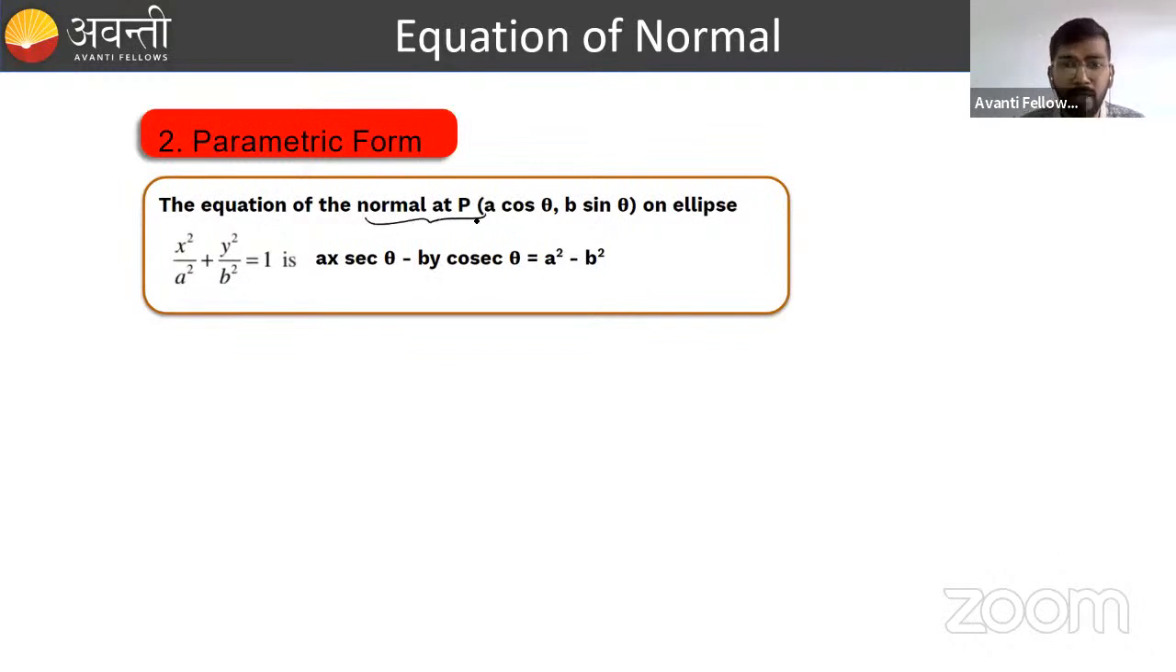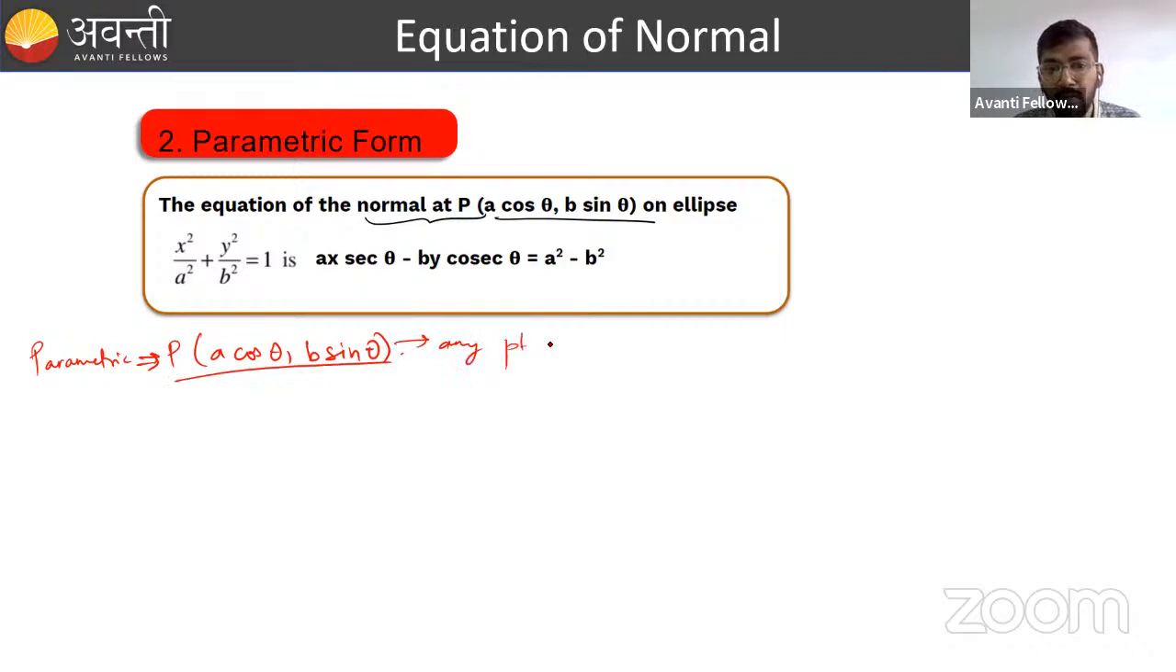equation of normal at point P(a cos theta, b sin theta). So guys, we already know that the parametric representation of a point P on the ellipse is given by (a cos theta, b sin theta). Correct? So this is the parametric form of point P. Any point that lies on the ellipse. Correct?